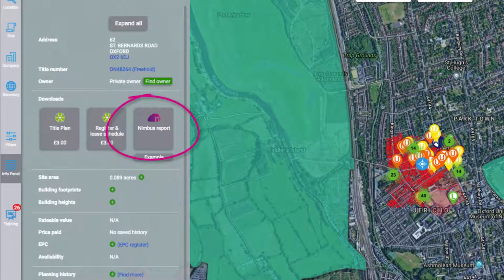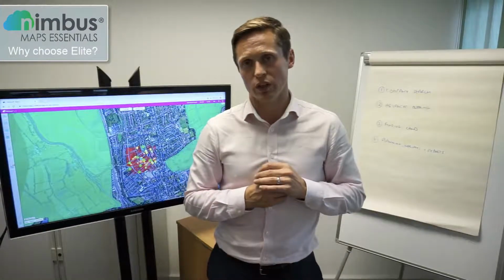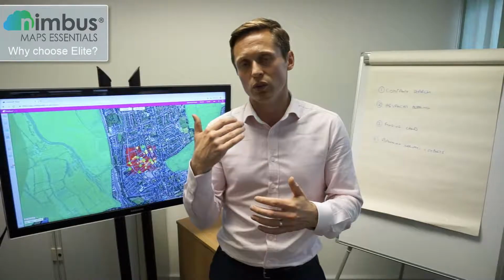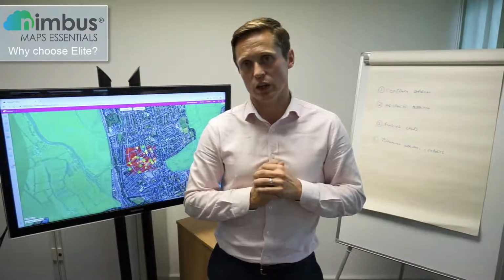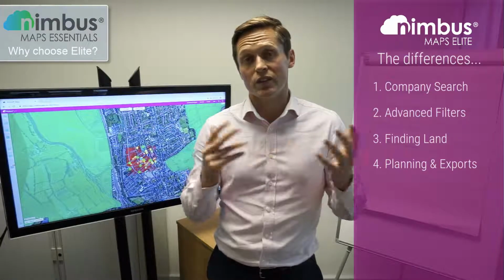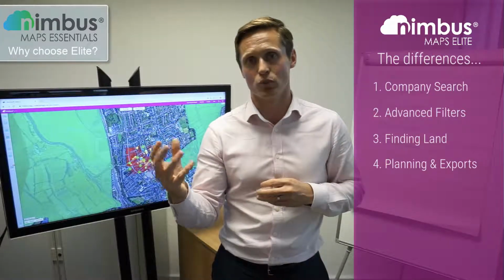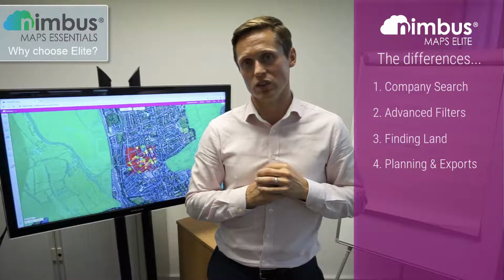So a report you can generate on the go with any property across the UK. There are 24 million properties, and every single one has a Nimbus Maps report you can download, just to make sure that you're fully aware of that particular asset, the marketplace that it sits within, and everything that goes alongside it. So that's the difference in headline terms between the free Essentials package and the Elite package: the depth of analysis, the depth of understanding that you get between the two.